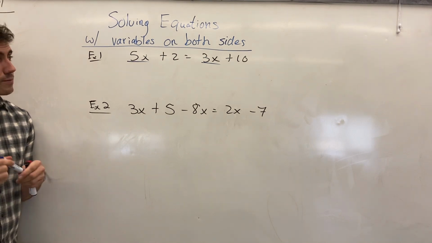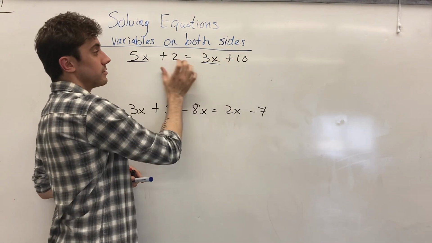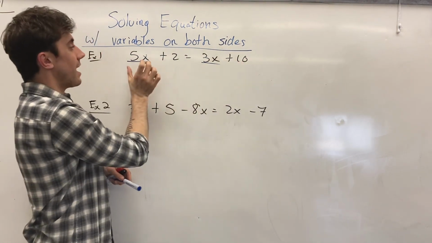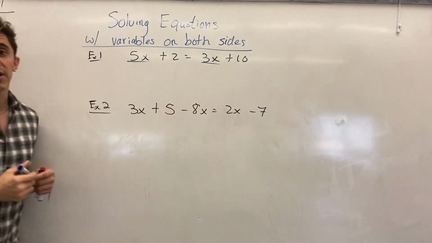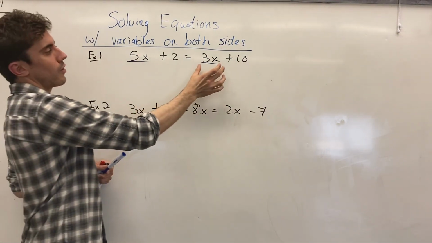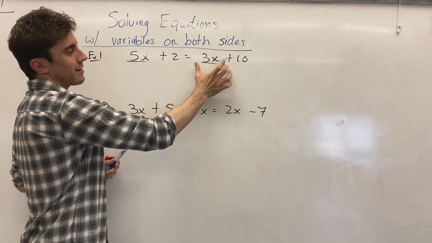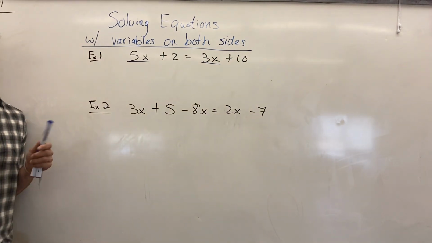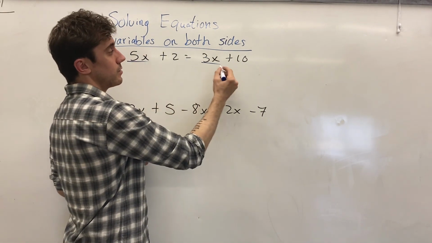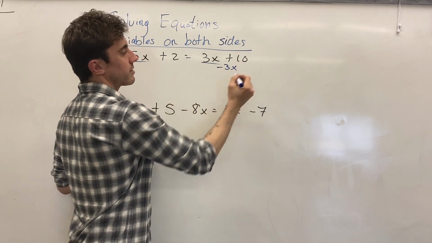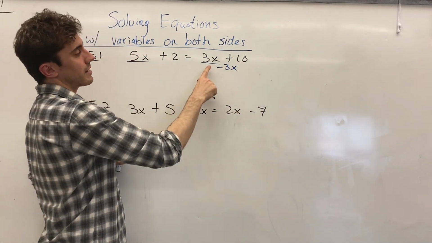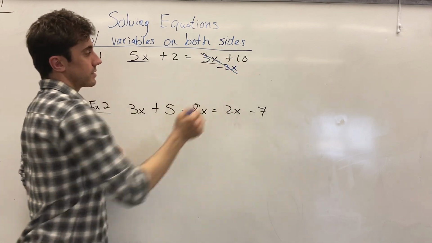And so the same way that we can subtract or add normal numbers, we can add or subtract terms with the variable. And so if we want to move all the variables, let's say on the left side, then we want to get rid of the 3x on the right side. And so to take away the 3x on the right side, we simply subtract 3x, because then 3x minus 3x will completely go away.